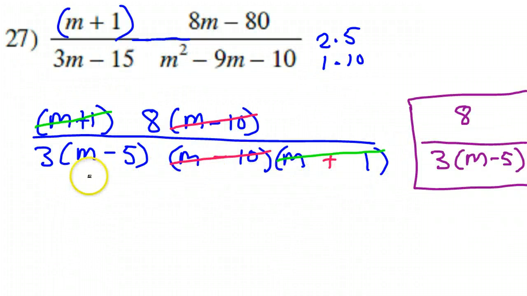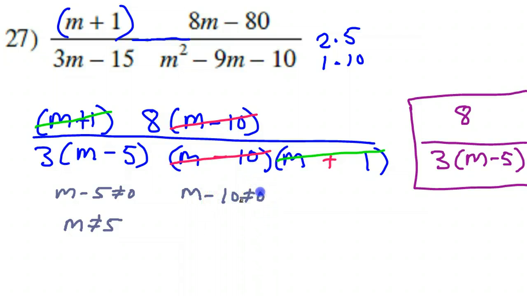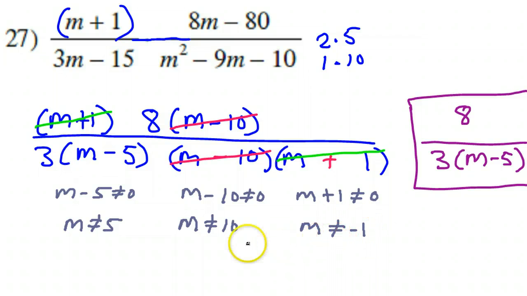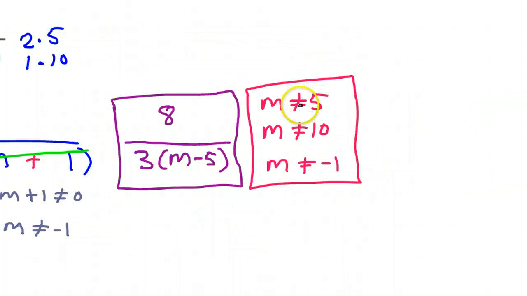Don't forget about your restrictions. Alright, each of these m's leads to a restriction. M minus 5 cannot equal 0. That tells us that m cannot equal 5. M minus 10 cannot equal 0. Adding 10 to both sides gives us m cannot equal 10. And m plus 1 cannot equal 0. Subtracting 1 from both sides tells us that m cannot equal negative 1. And go ahead and record those restrictions this way as part of your answer.